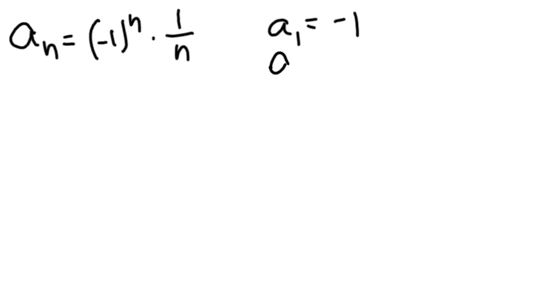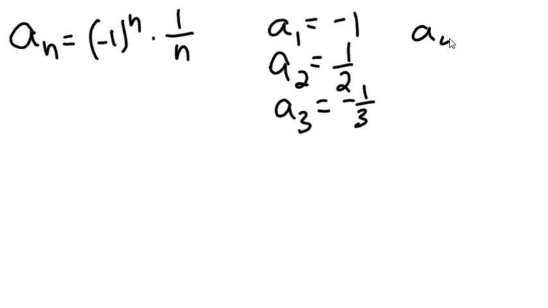A sub 2, all right, -1 squared, and -1 times -1 is +1. So 1 times 1 over 2, that's just 1/2. A sub 3, 3 factors of -1, that would be -1. -1 times 1/3 would be -1/3. A sub 4, 4 factors of -1, that would be +1 times 1/4. And then finally, a sub 5, that would be -1 times 1 over 5.